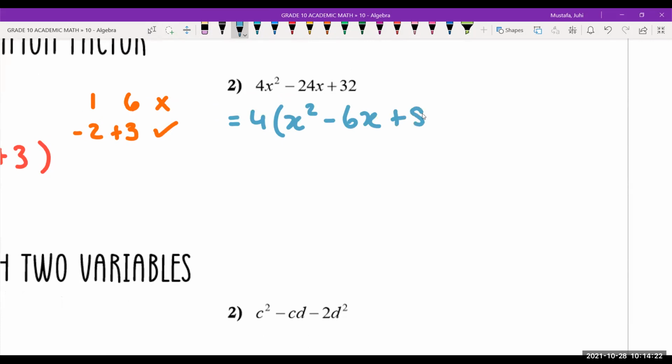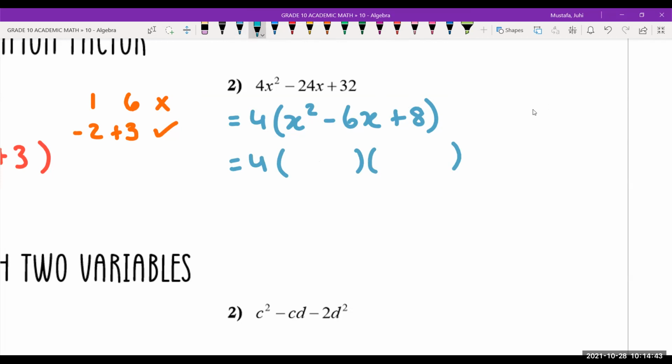Minus 6x plus 8. Excellent. So hopefully everyone's first step was to take out the greatest common factor, which is the number 4, and see what you're left with. Now, for the next step, we're going to keep the 4 outside, and we're going to make 2 brackets because every trinomial will factor into 2 binomials.